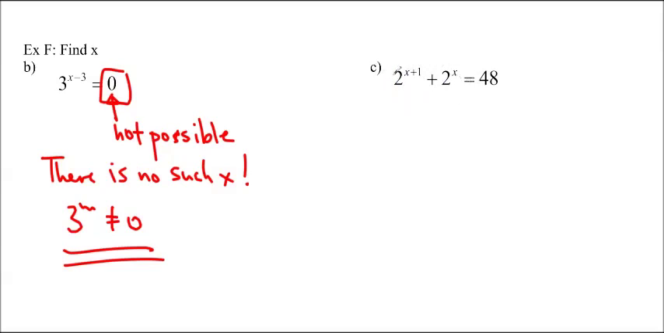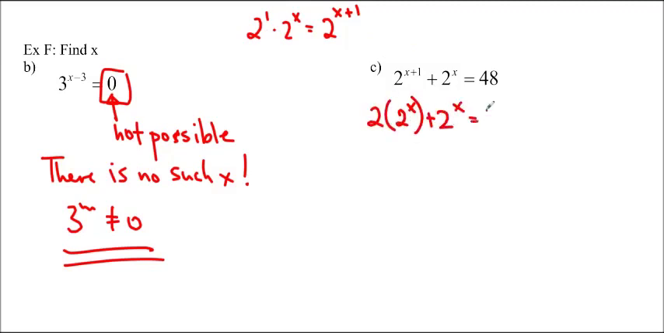So we want to actually get rid of this plus 1 here. And how we're going to do that is, if you remember, 2 to the 1 times 2 to the x is actually equal to 2 to the x plus 1, right? So I'm going to do it that way. I'm going to go 2 times 2 to the x plus 2 to the x is equal to 48.